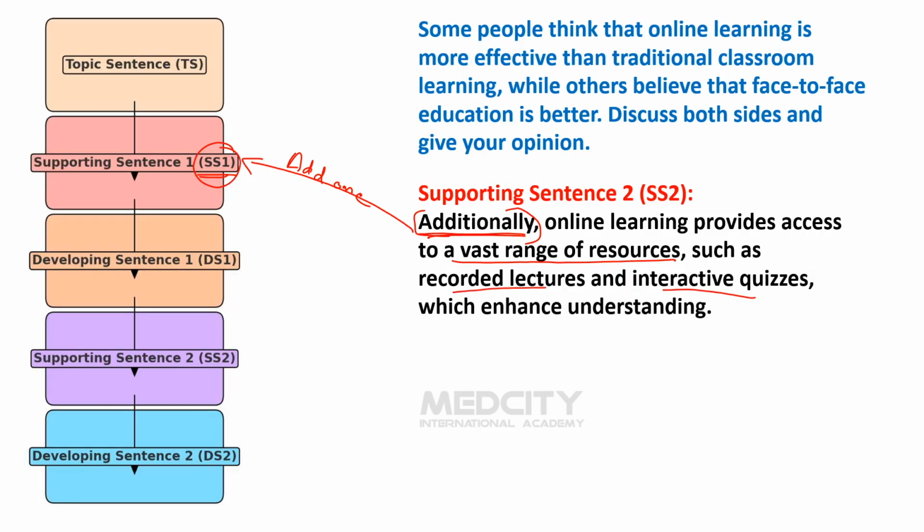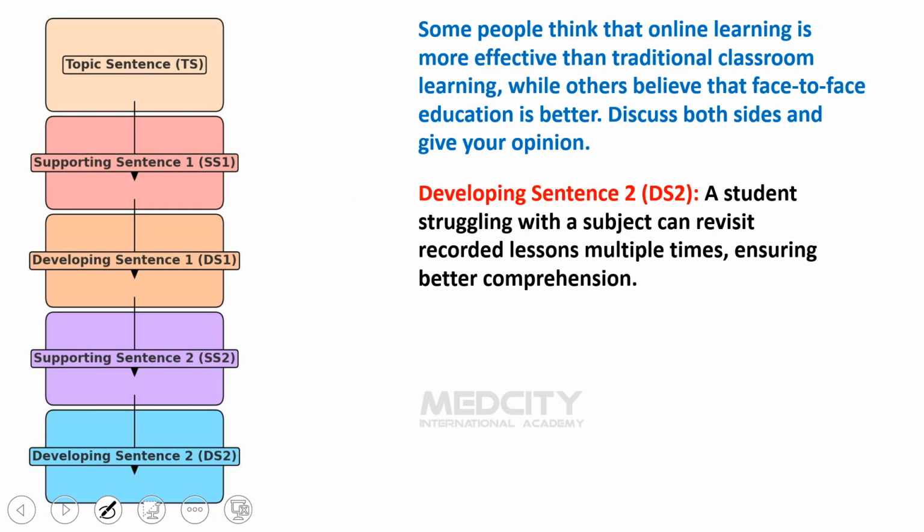So here they are talking about the vast range of resources. In the previous supporting sentence, the focus was on flexibility and convenience, and in this we are talking about the vast range of resources. We have provided the supporting sentence, but that's not enough. We need to actually reinforce it. So let's look at the developing sentence 2. What is written here?